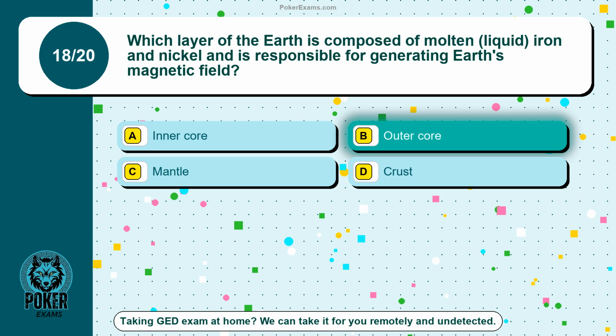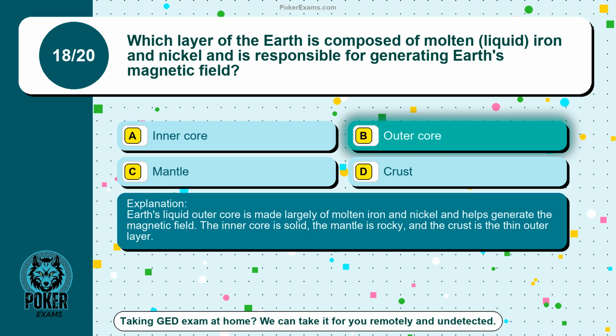The correct answer is option B. Outer core. Earth's liquid outer core is made largely of molten iron and nickel and helps generate the magnetic field. The inner core is solid, the mantle is rocky, and the crust is the thin outer layer.